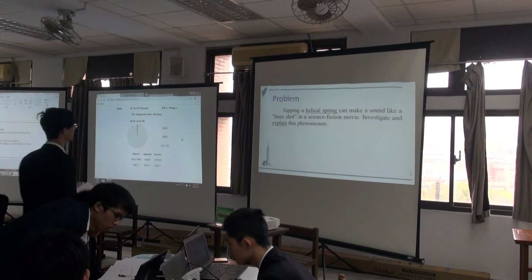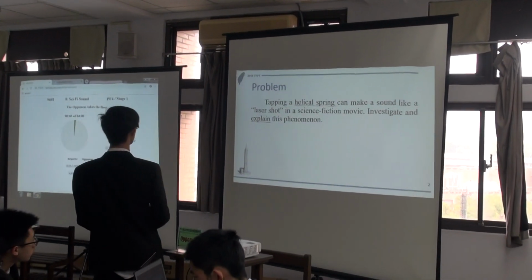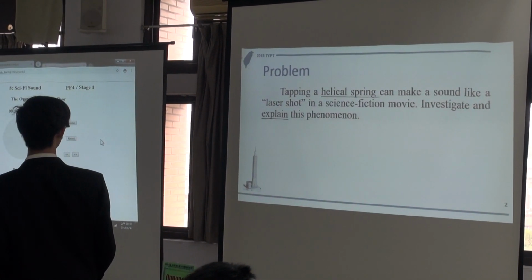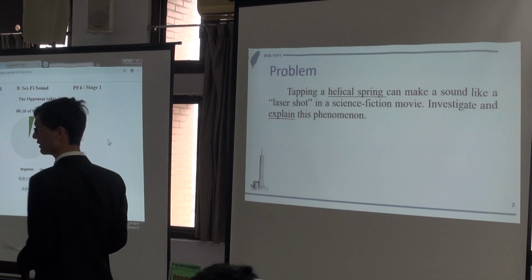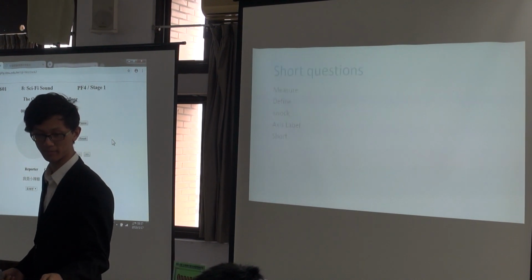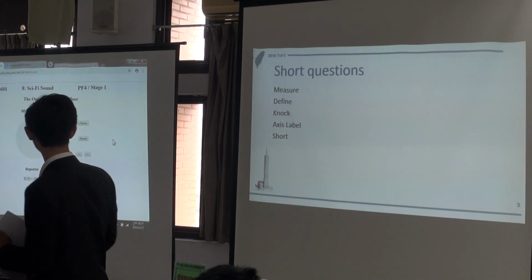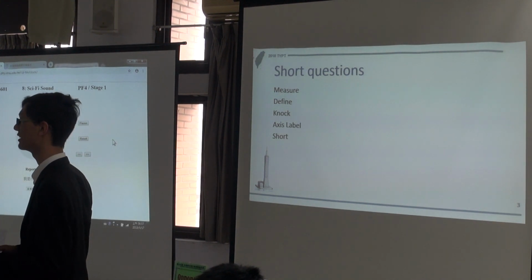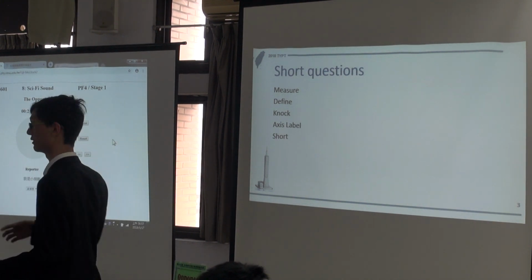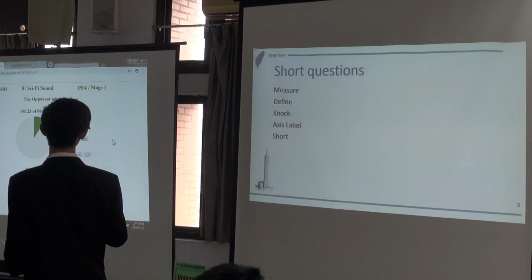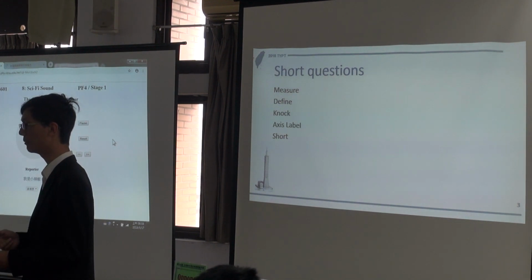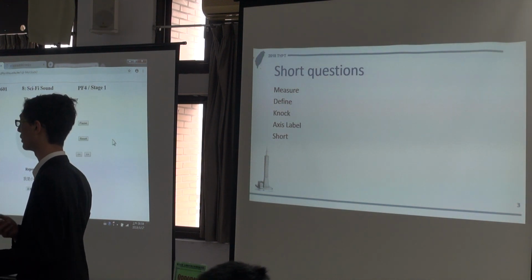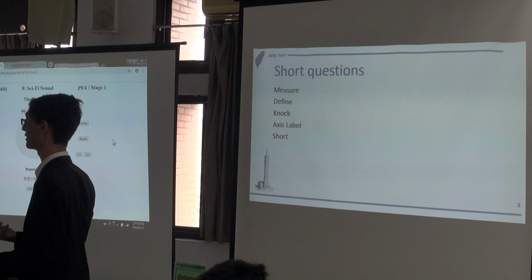Okay, so first we want to go back to the problem. It's tapping a helical spring to make a sound like a laser shot in a science fiction movie, and investigate and explain this phenomenon. In our short questions, we asked how they defined the laser shot, and they said that they used it as a standard for the rest of the experiment that they showed. And in the problem, it said to tap on the helical spring, but they knocked it, and we want to question whether this can affect the results.